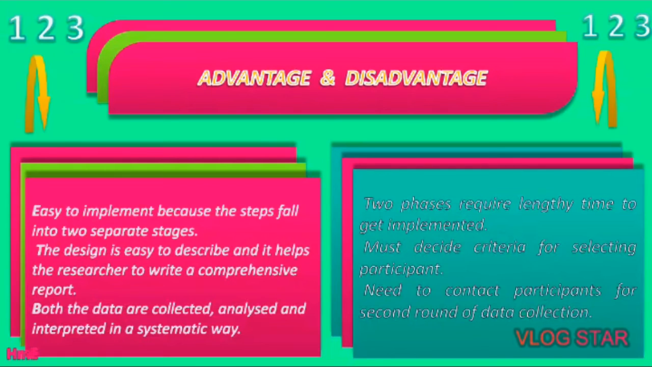Both the data are collected, analyzed and interpreted in a systematic way. So from the first stage of the research, the researcher has to use a methodical, detailed, systematic way to gather the data, analyze the data and do the interpretation. So this is a very systematic way to reach the conclusion of his research problem.